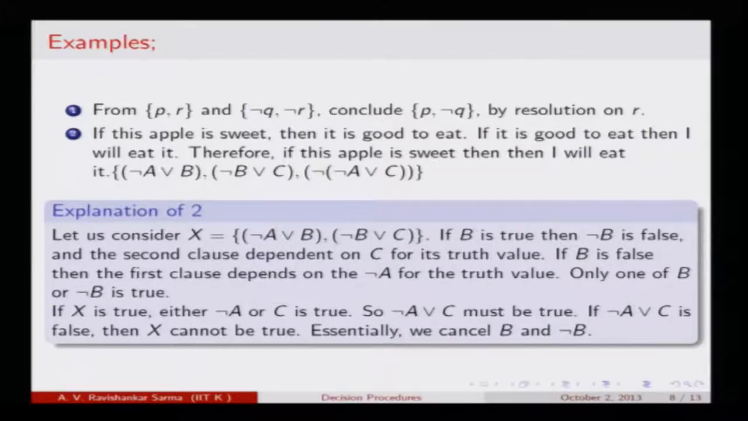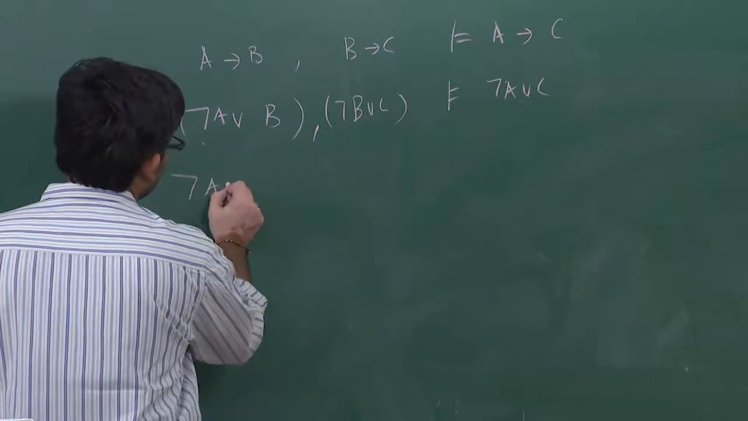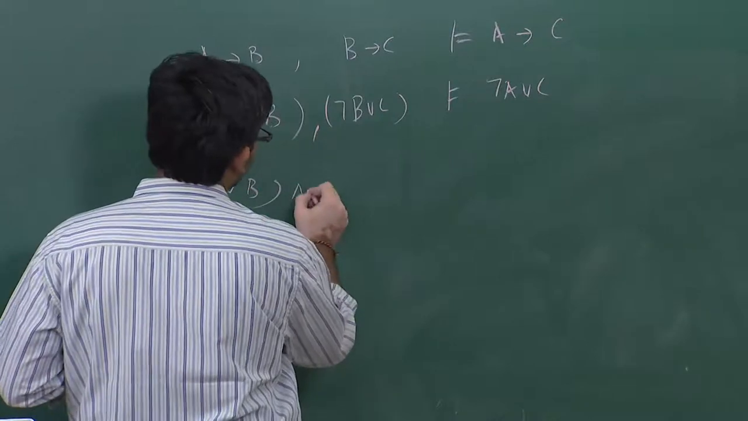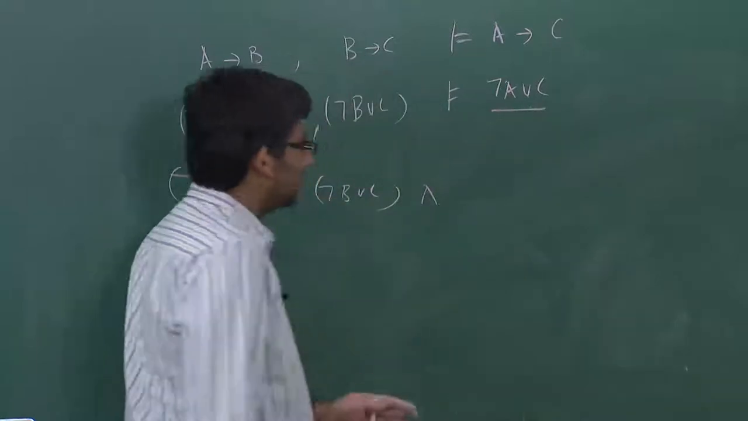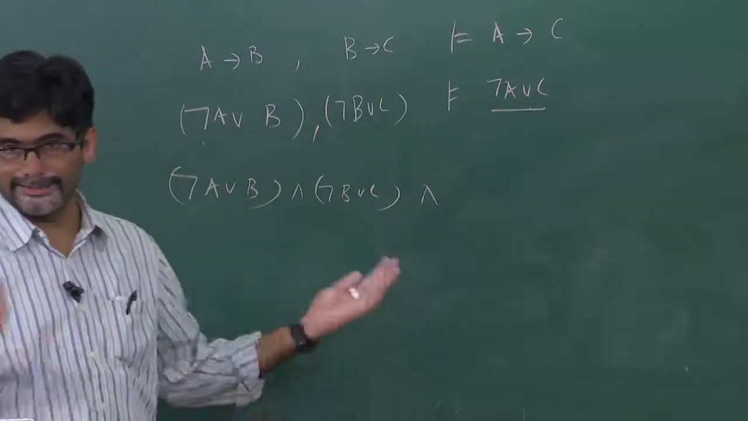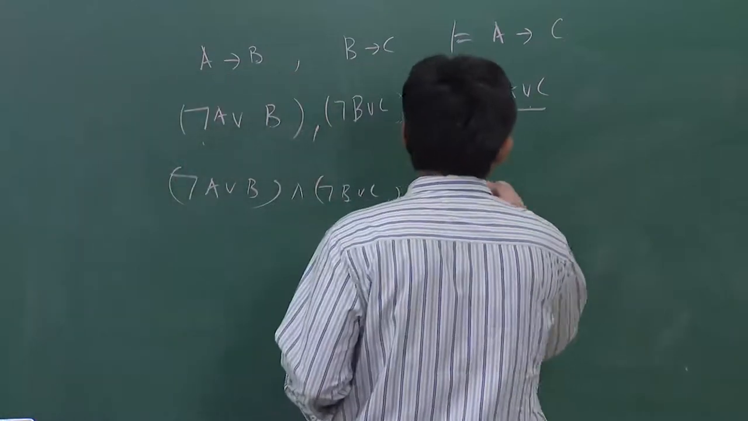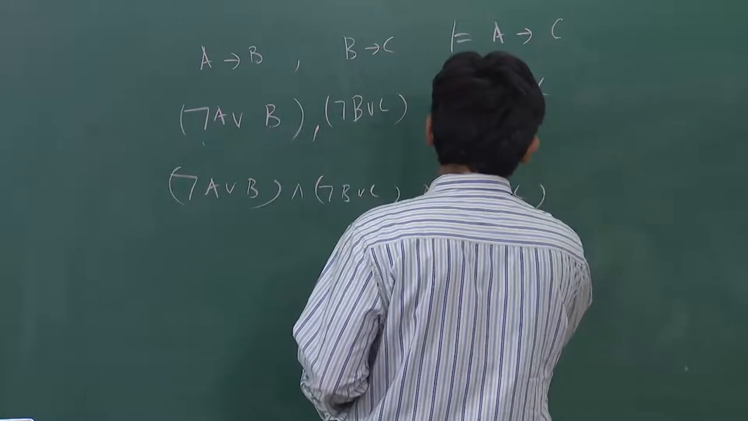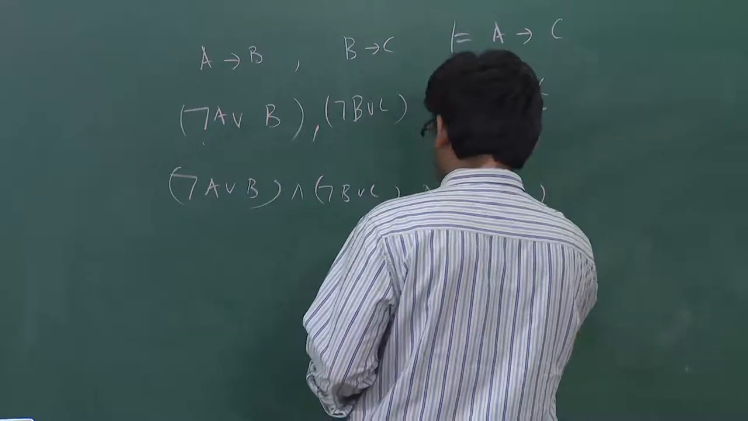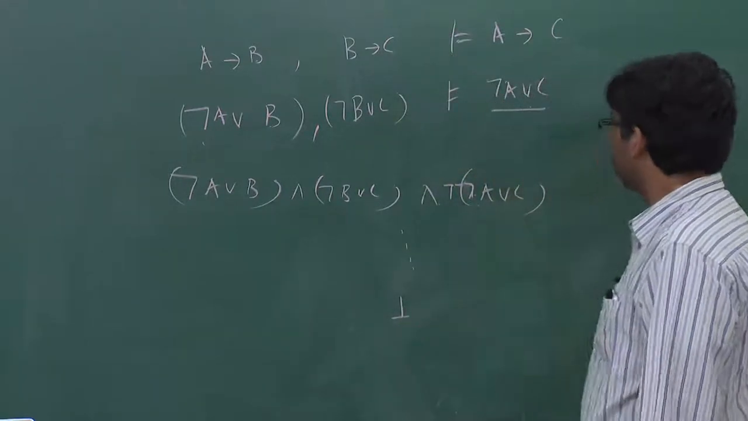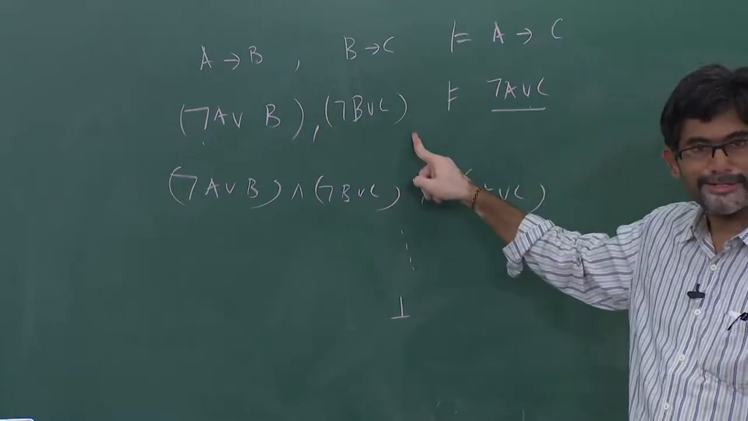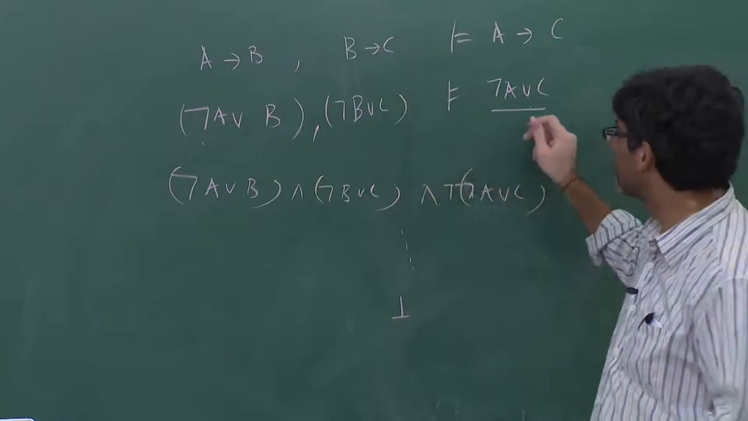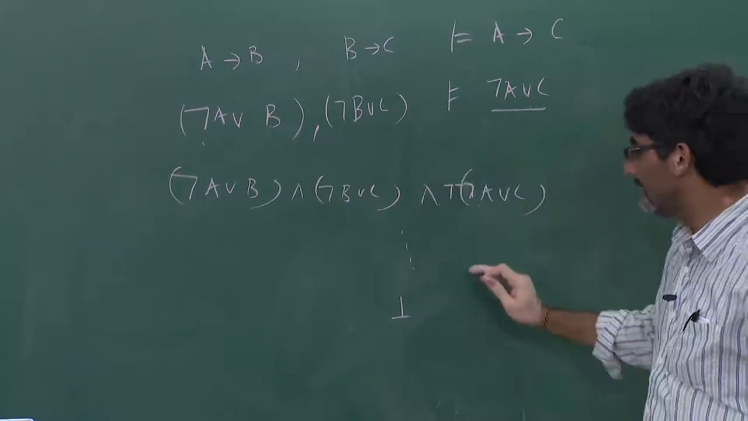So now in the resolution refutation method, what we will do is take the combination of not A or B and not B or C, and take the negation of the conclusion, not A or C, and see whether it leads to the empty clause or not. You have to deny this conclusion, and if this leads to an empty clause, then taking the negation of the conclusion leads to unsatisfiability. That means taking the negation of the conclusion leads to contradiction.